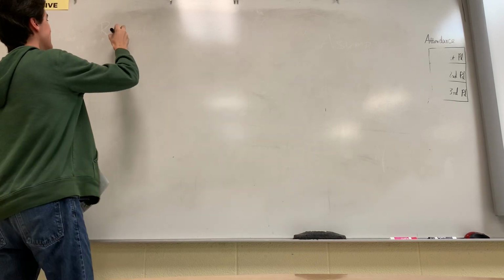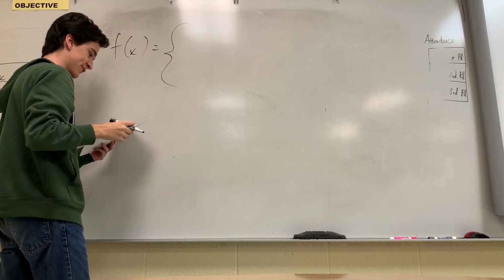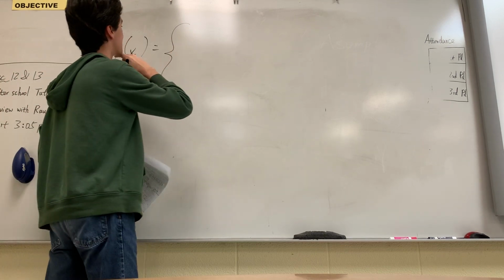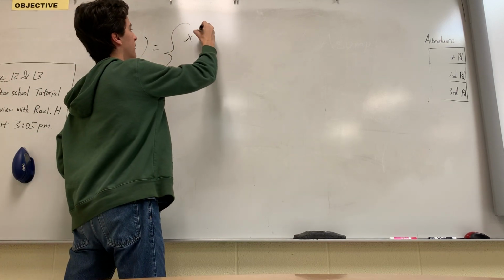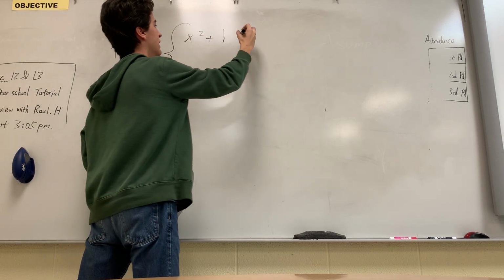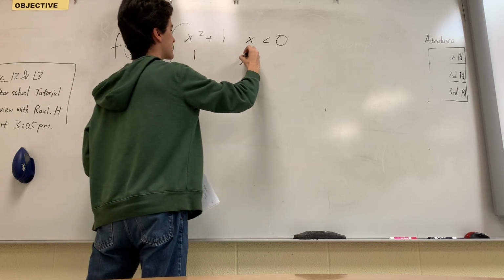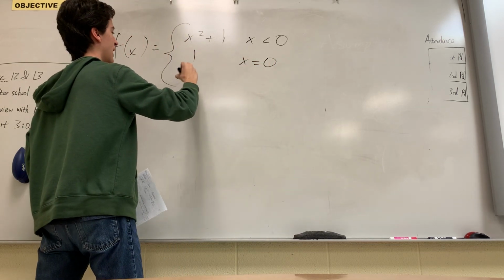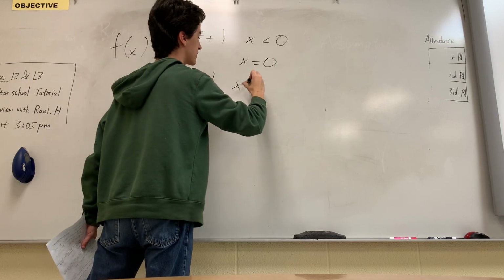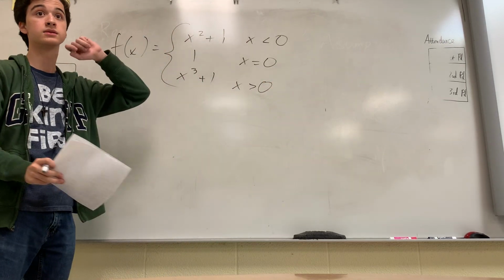So say they gave us a function f of x is equal to, and usually they give you piecewise functions whenever they're asking for continuity, right? So the function is going to be x squared plus 1 if x is less than 0. It's going to be defined to be 1 at x equals 0. And it's going to be x cubed plus 1 if x is greater than 0, right?